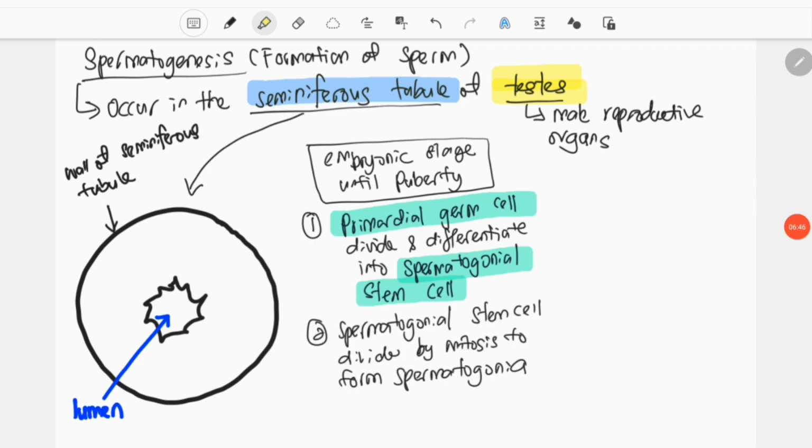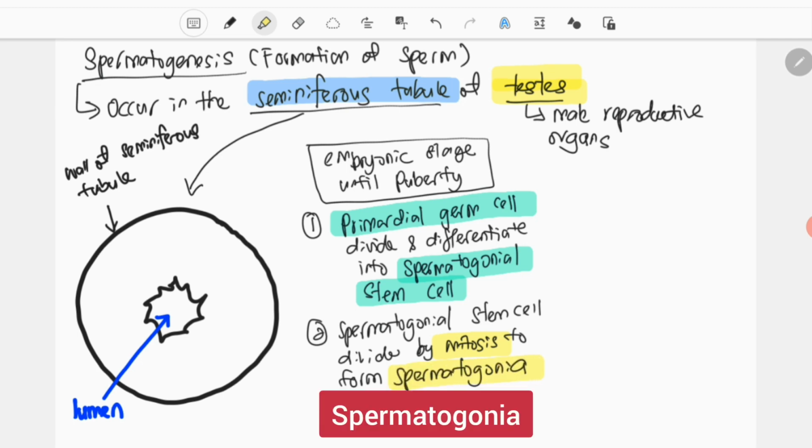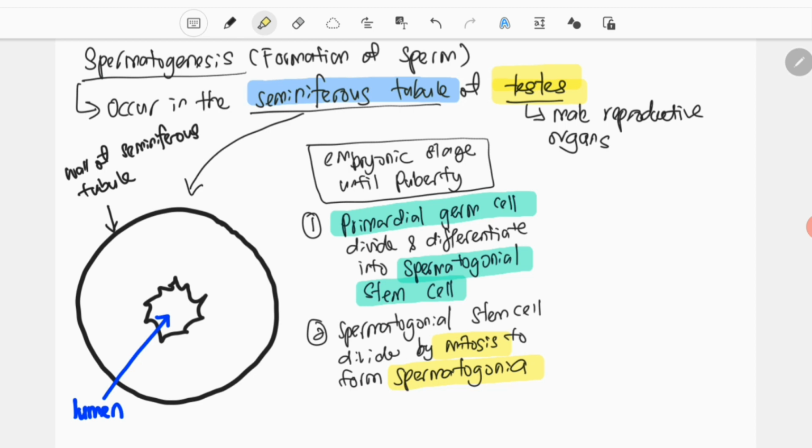Next, spermatogonial stem cell pula akan continue to divide by mitosis to form another group of cell, iaitu spermatogonia. So, daripada spermatogonial stem cell, iaitu stem cell, dia buat mitosis, so dia akan jadi spermatogonia. So, since mitosis maksudnya, dia punya ploidy number masih diploid. Daripada primordial tadi diploid, spermatogonial stem cell pun diploid, spermatogonia pun diploid.